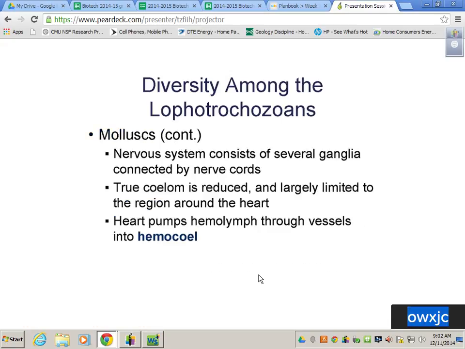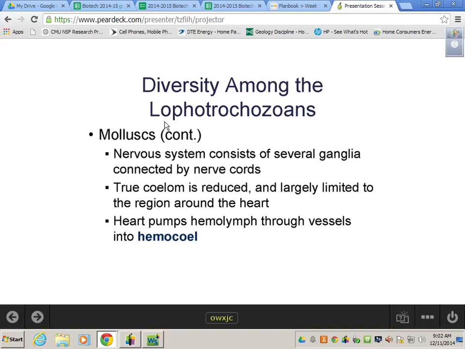The nervous system consists of several ganglia connected by nerve cords. The true coelom is reduced and largely limited to the region around the heart. The heart pumps hemolymph through the vessels in the hemocoel. So when I say lymph, that's basically like plasma tissue. So they don't have true blood vessels like we would think of them. Think of it as the lymph system that secretes hormones. It's not as large of a vessel. Now, if you've had anatomy, you understand lymph tissue and reticular tissue and things like that. But if not, we will get to that later.